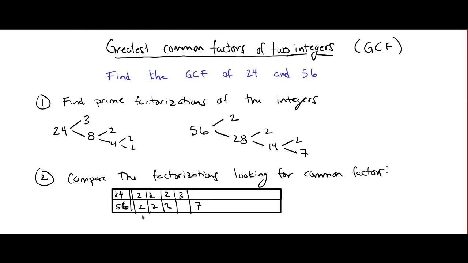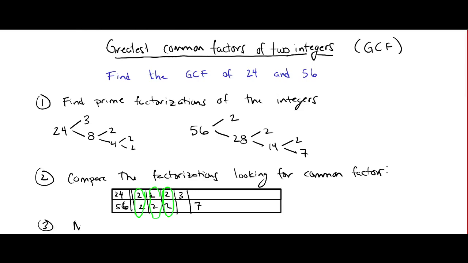So we've got 2's in both rows of this column. And we got another pair of 2's. We got another pair of 2's. But the 3 is not a shared factor. It's not in common. The 7 is not a shared factor. It only appears on the bottom. The 3 only appears on the top. So we've got 3 common factors and they're all 2's. And so that's the information we need to find the GCF.